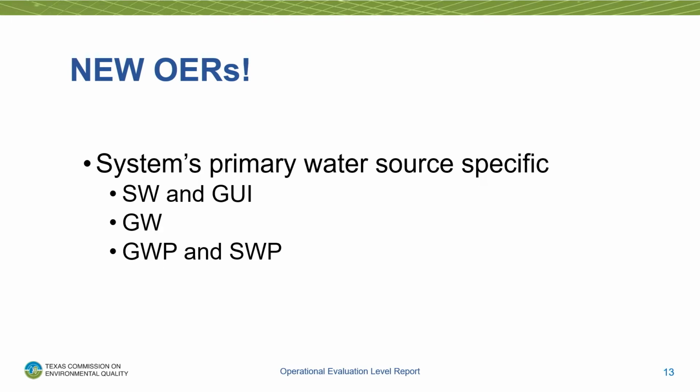So if you purchase raw surface water or you use groundwater under the influence of surface water, you're going to want to fill out Form A, which is surface water and groundwater under the influence. If you fully use groundwater, then you'll want to use the groundwater report. And then we also have purchase systems, and what's not included in there is the groundwater under the influence purchase.